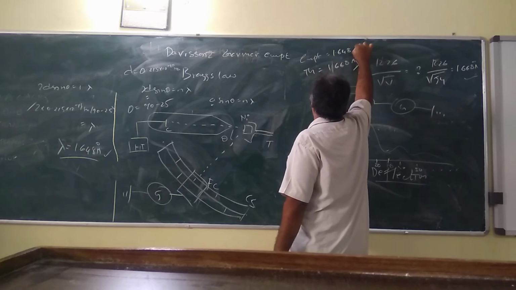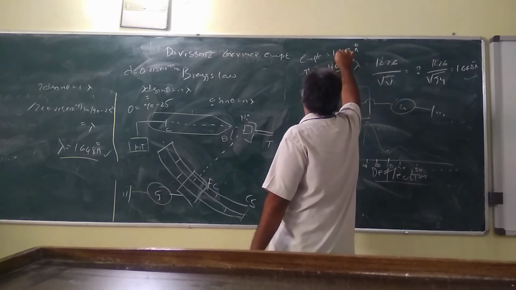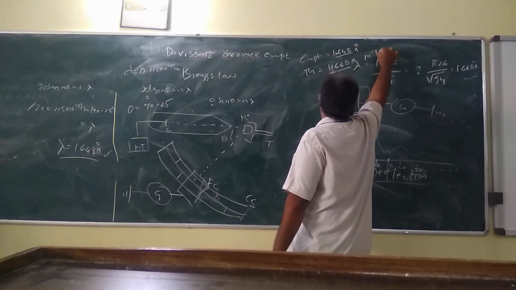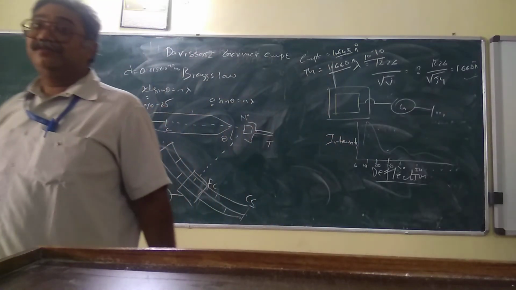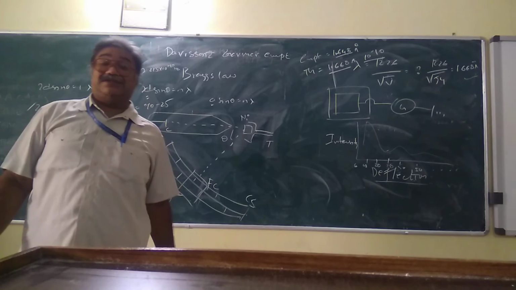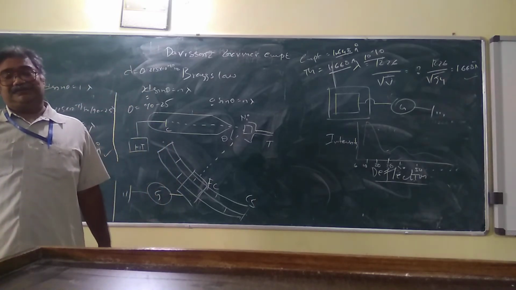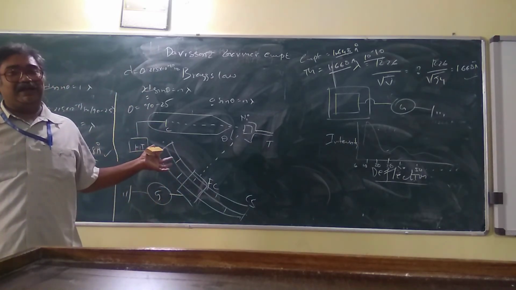And both are almost the same, 1.668. There is only a change at the second decimal of the 10 power minus 10 meters, which gives an accurate value of the electron wave, like a wave.